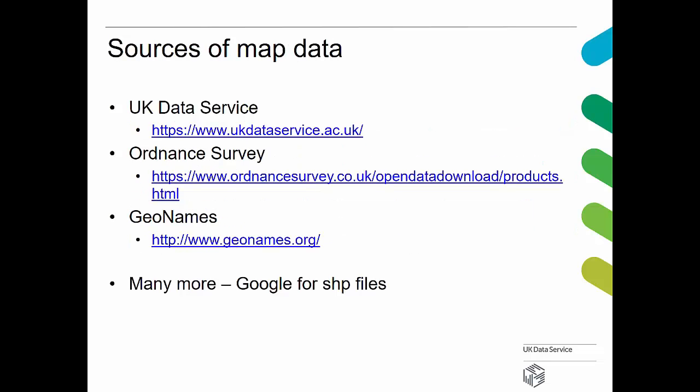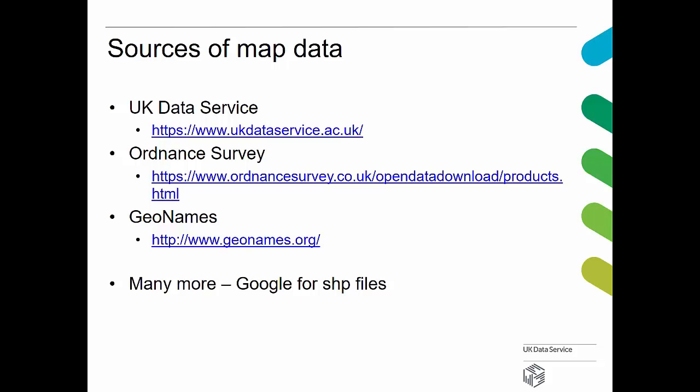Sources of map data. Well, you can get map data from the UK Data Service. The link is here. In particular, the census data has a whole section on geography and the various regions of geography specifically for the UK. You can go to Ordnance Survey themselves, and they will also have similar sources of maps and gazetteers and what have you.